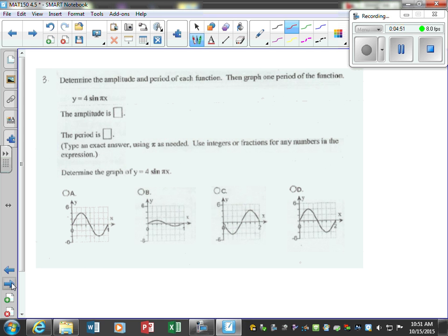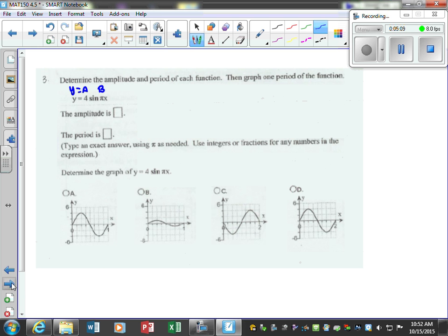Okay, let's move this a little further. So now we have y equals 4 sine of pi x. So that might be hard to see. So A is the 4 and our B is pi.